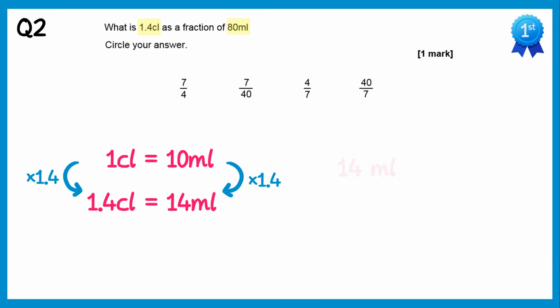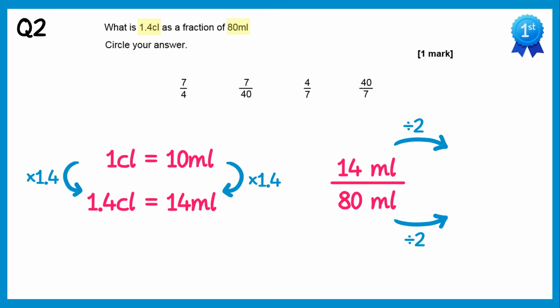So our fraction is just 14 over 80, which we can simplify by dividing by 2 on top and bottom to get 7 over 40, and that's the answer to the question.